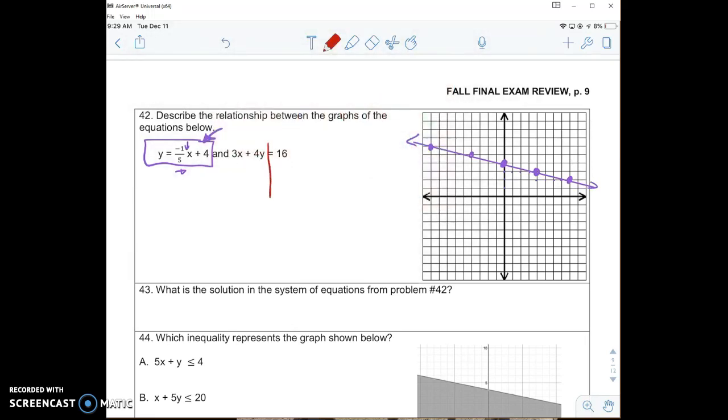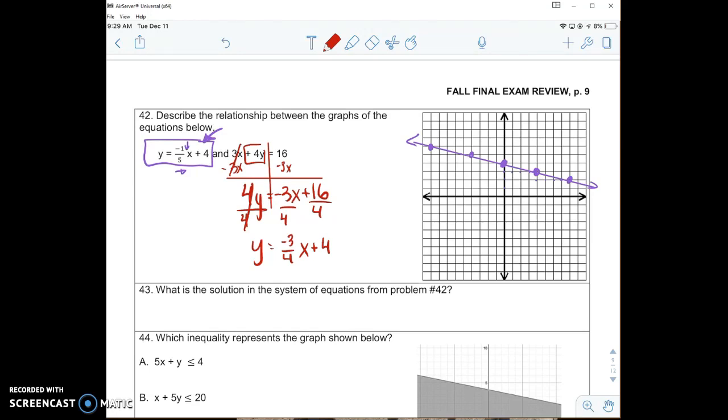My second equation is not in slope-intercept form, so I'm going to solve this for y. I'm going to start with subtracting 3x on both sides. 4y is equal to negative 3x plus 16. And I divide every piece by 4. Y equals negative 3 over 4x plus 4.